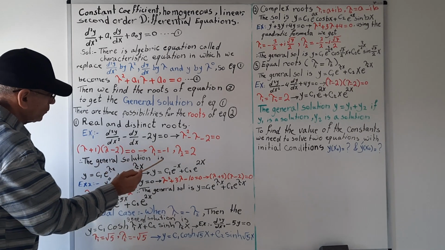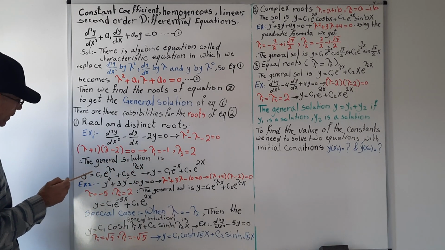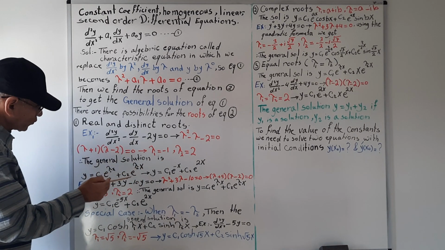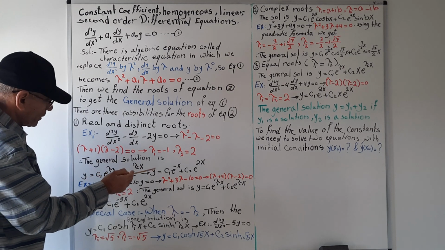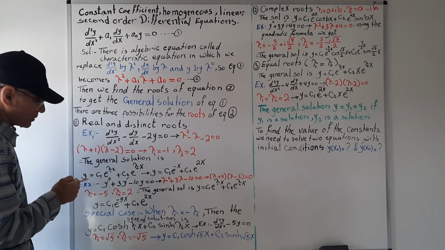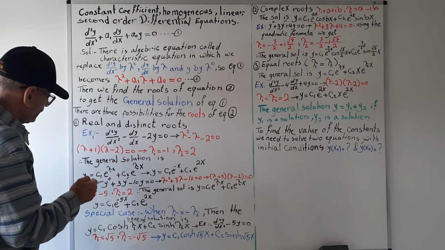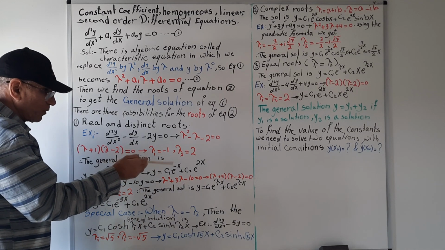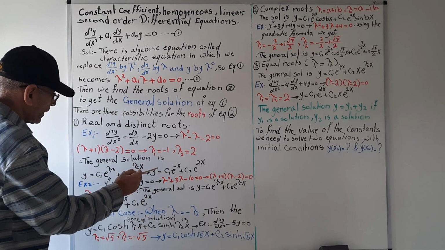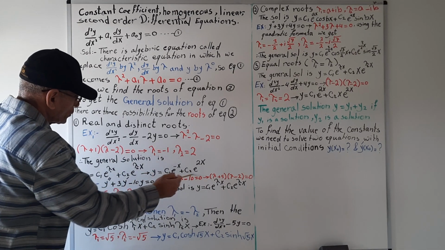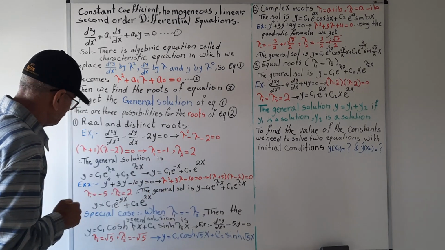The general solution is, this is y1 and this is y2. So the general solution, of course, this is y of x, and y1 of x, y2 of x. So here, this is our solution. This is the general solution.